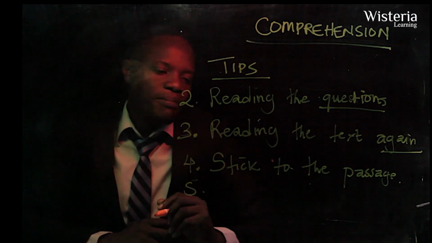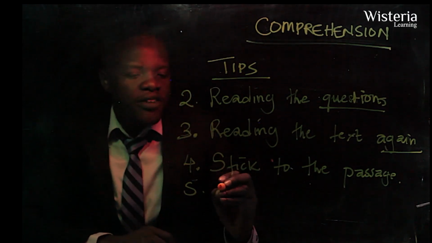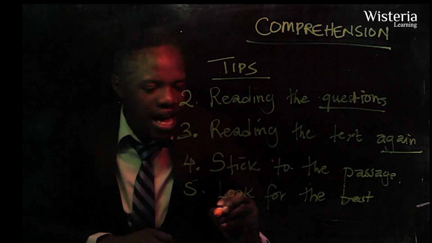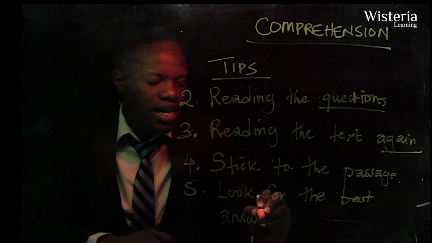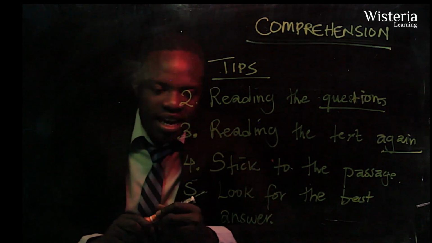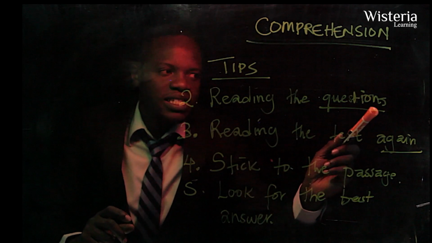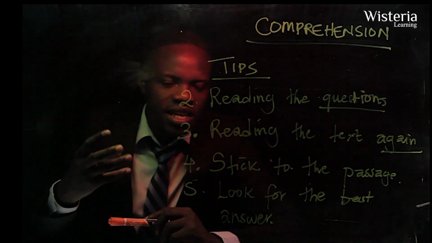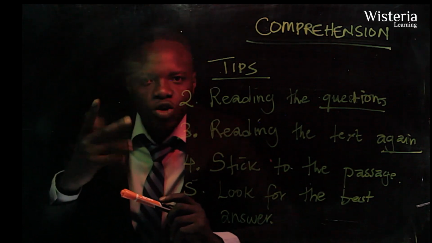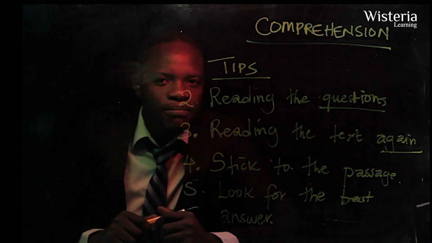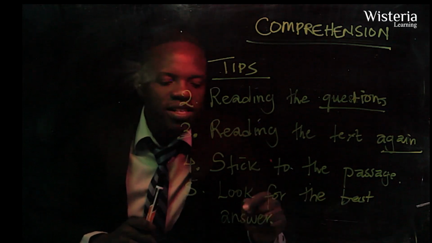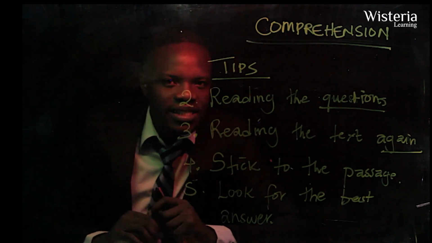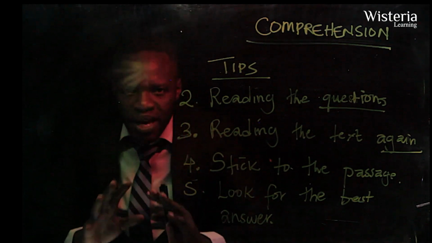And lastly, tip number 5, I encourage you to look for the best answer. Sometimes comprehension texts and questions are tricky. They'll give you 4 options, A, B, C, and D, and sometimes 2 of those options will be correct. But the question is, which one is the best answer? That's the one you're looking for. So you're not really looking for the correct answer, you are looking for the best answer.